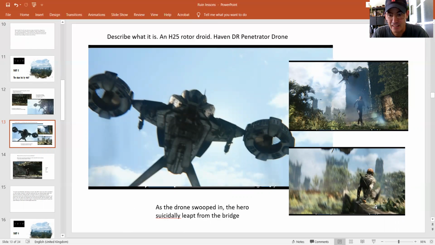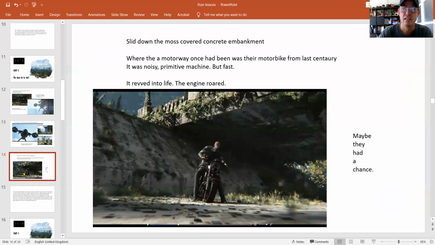Okay, so here they're leaping off this bridge. Why are they leaping off a bridge? You've got to be crazy to leap off the bridge. Aha! It's not a bridge, there's a bank down the other side. They knew that, but we didn't. So they slid down the moss-covered concrete embankment. It's a nice word there, isn't it?